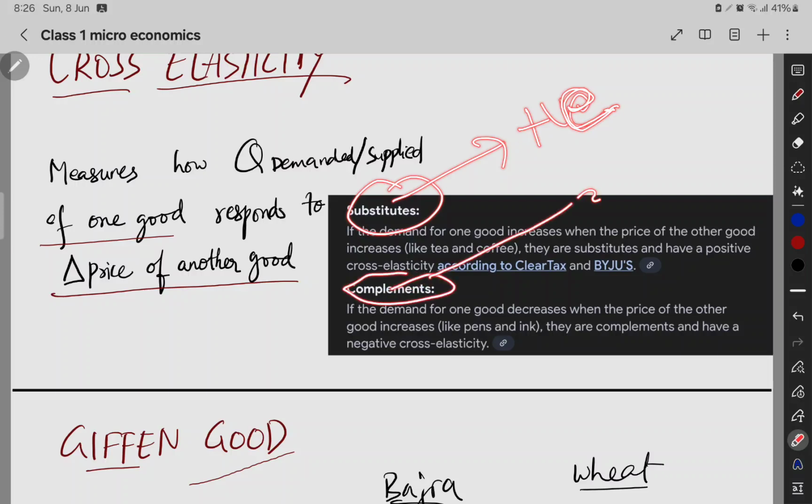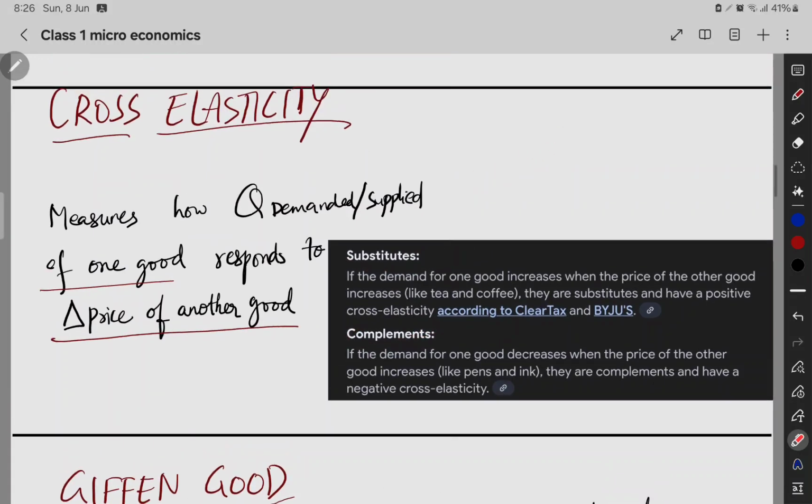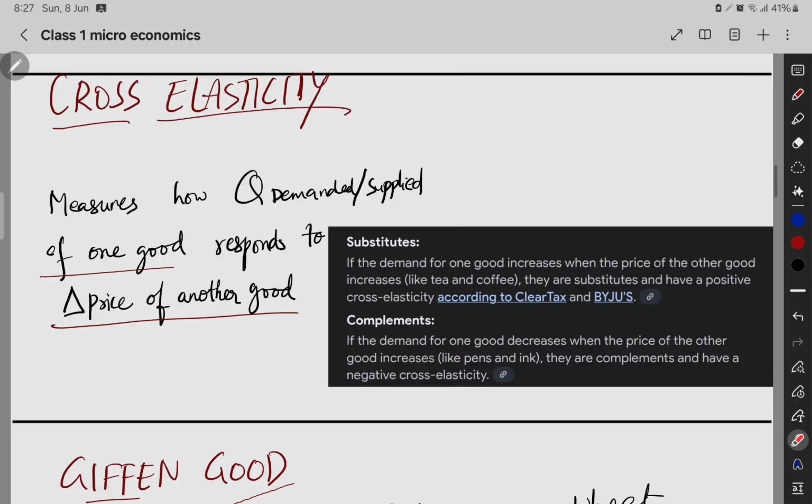Whereas complements have a negative cross elasticity, because if the price of our complement increases, then people are not going to buy bread. That means complements have negative cross elasticity and substitutes have positive cross elasticity. I hope the concept of cross elasticity is clear.